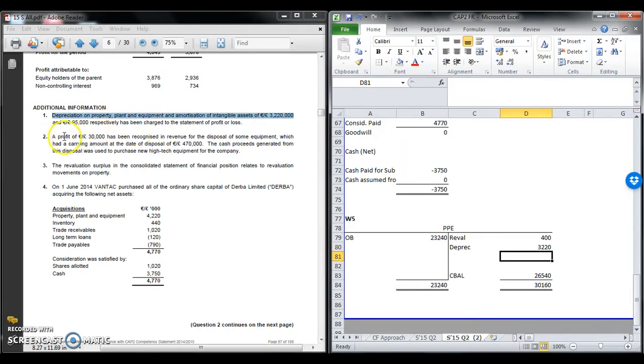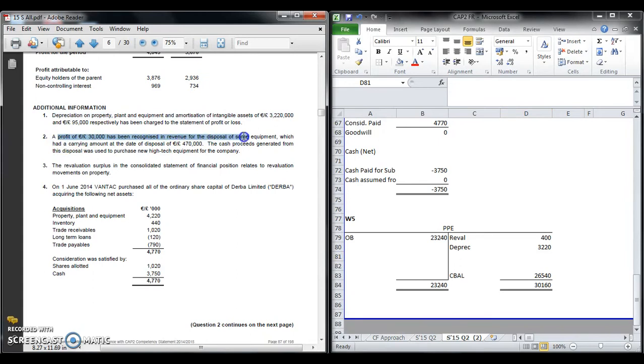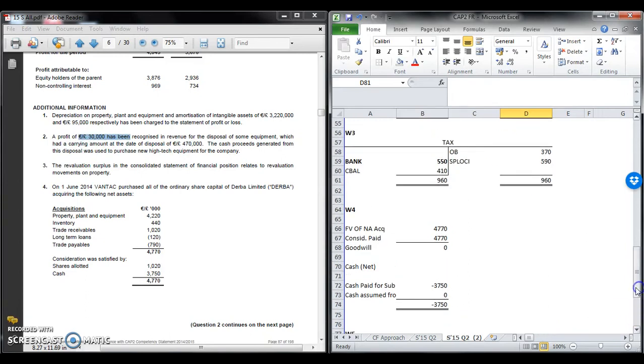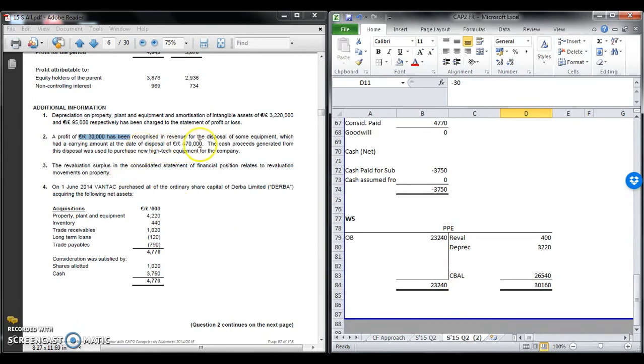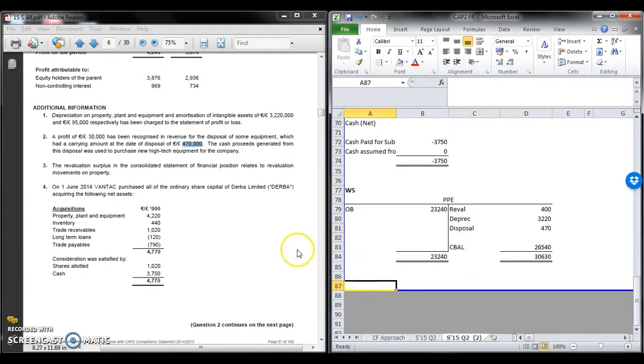And one thing here is, we're told a profit has been recognised for the disposal of some equipment, which had a carrying amount at date of disposal of 470. So 3 elements here. One is the non-cash adjustment, which we've accounted for up here. Is your 30. Strip that out. The second thing I told you was, well, let's remove the carrying value from the property, plant and equipment account, because that is one of the explanations of the difference. So disposal of 470.